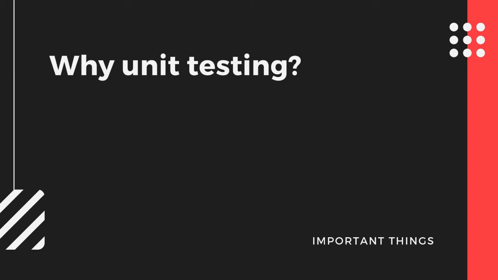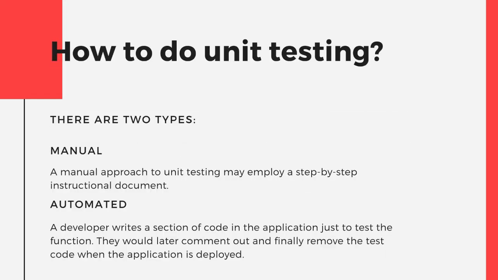And next is about how to do unit testing. Here we have two types of unit testing. Firstly, manual. A manual approach to unit testing may employ a step-by-step instructional document. That means it's executed by a human tester. Manual testing consumes human resources, and is time consuming because it's done by a human tester.